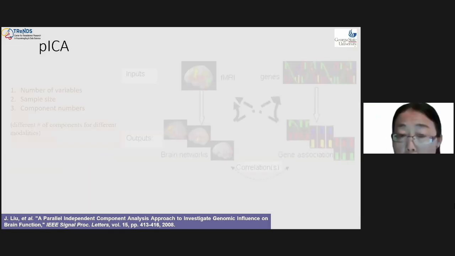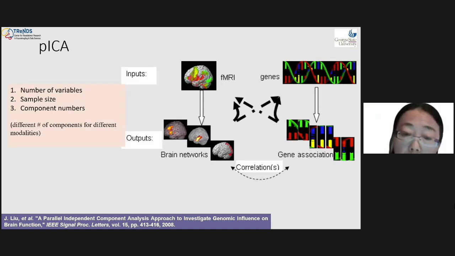In practice, when parallel ICA is applied to practical problems, there are several items to consider. First, the number of variables: the number of voxels and the number of SNPs. Generally, ICA can reliably extract from whole brain voxels. The number of SNPs is relative to the sample size. Based on our simulation and experience, if you have roughly 200 samples, you can probably analyze reliably fewer than 10,000 SNPs.